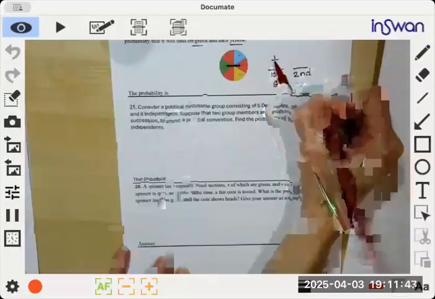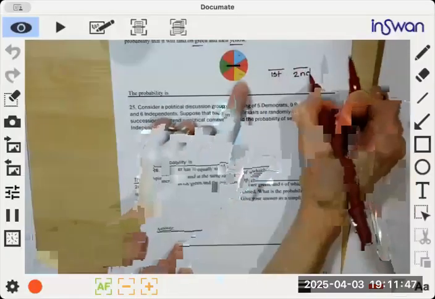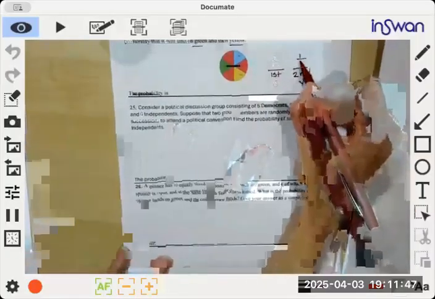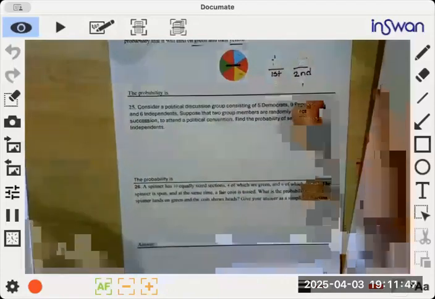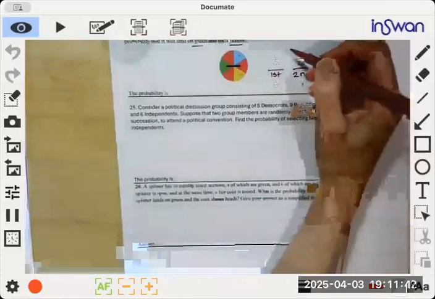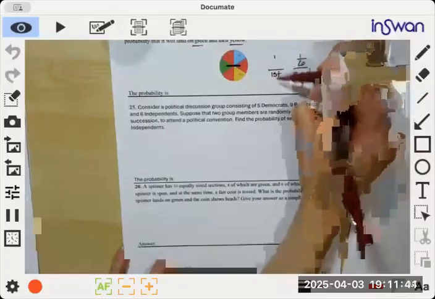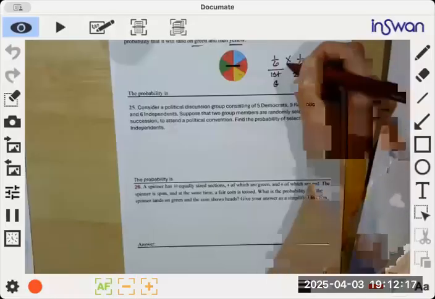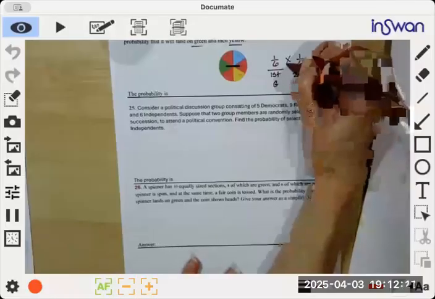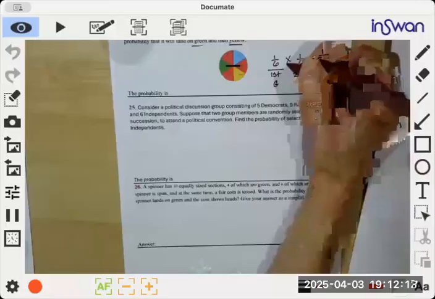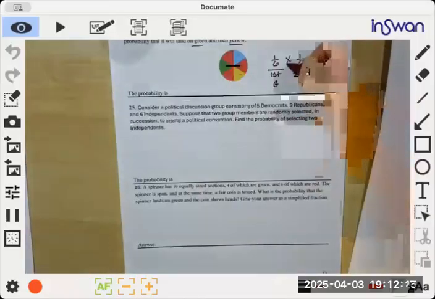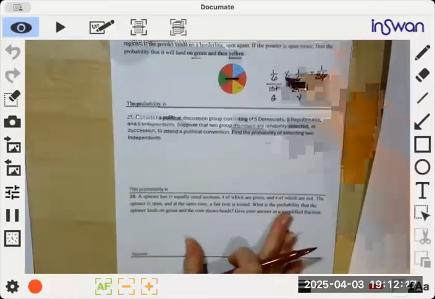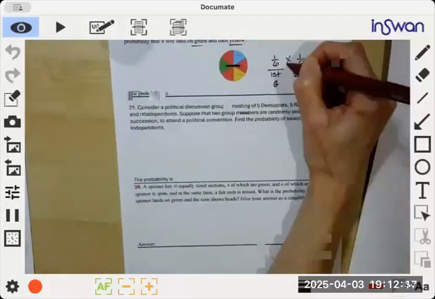So green, we've got a 1 out of 6 chance. And then yellow, we also have a 1 out of 6 chance. And so because all of the combinations here can be matched up with all the combinations here, we multiply this and we get 1 out of 36. Okay. 1 out of 36.